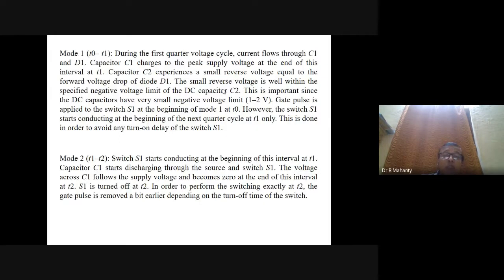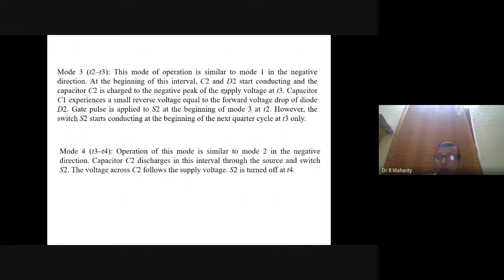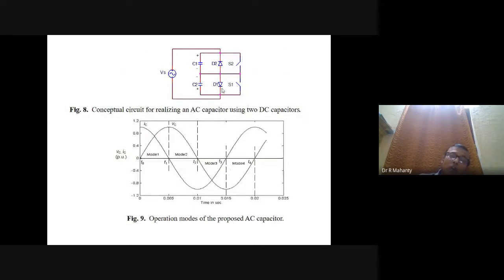So this has been explained here. I'm not repeating it. Now, one of the things that I've already told you is that to perform the switching exactly at the beginning of T2, you have to apply the gate signal a bit earlier, so that as soon as you reach this point T1, the switch S1 is turned on. Similarly, in case of S2, you have to apply the gate signal before the start of this mode, so that as soon as this mode starts, switch S2 turns on without any delay.